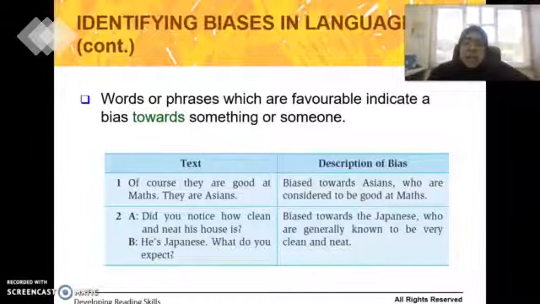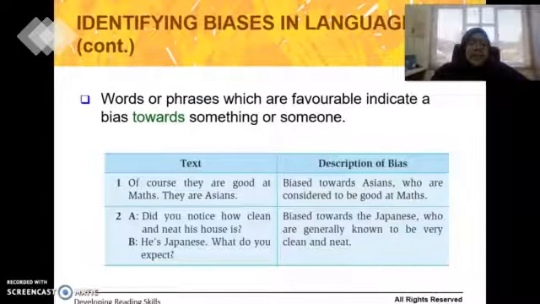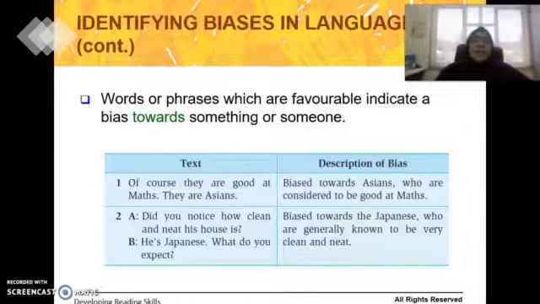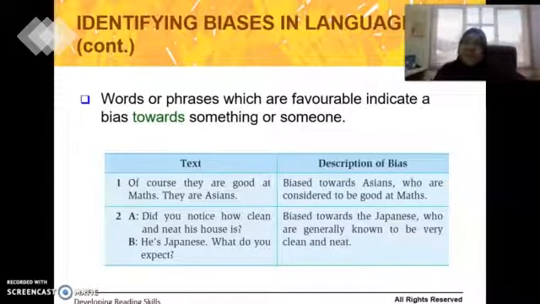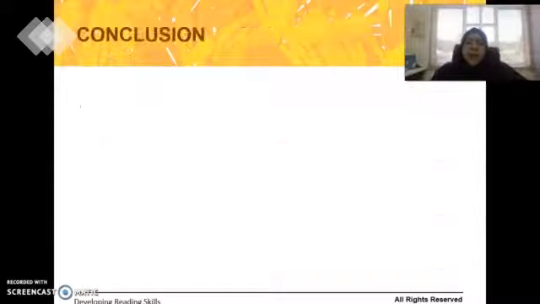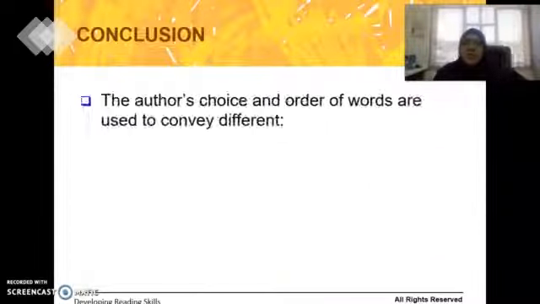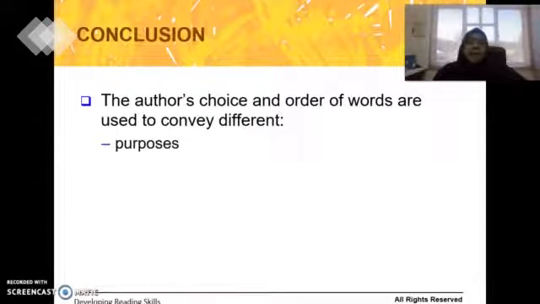Another example. Did you notice how clean and neat his house is? He's Japanese. What do you expect? Do you know Japanese? Bias towards the Japanese, who are generally known to be very clean and neat. In conclusion, the author's choice and order of words are used to convey different purposes.